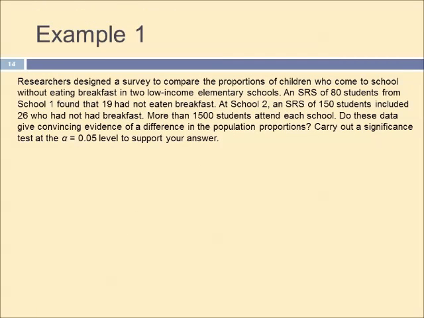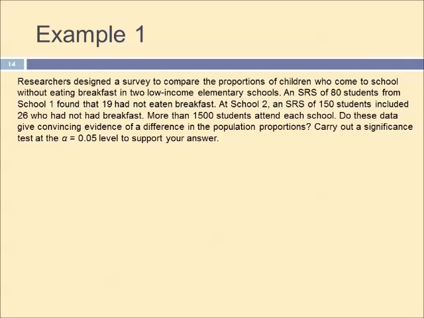Example. Researchers designed a survey to compare the proportions of children who come to school without eating breakfast in two low-income elementary schools. A simple random sample of 80 students from School 1 found that 19 had not eaten breakfast. At School 2, a simple random sample of 150 students included 26 who had not had breakfast. More than 1,500 students attend each school. Do these data give convincing evidence of a difference in the population proportions?